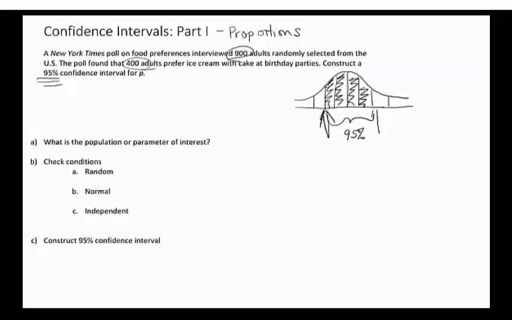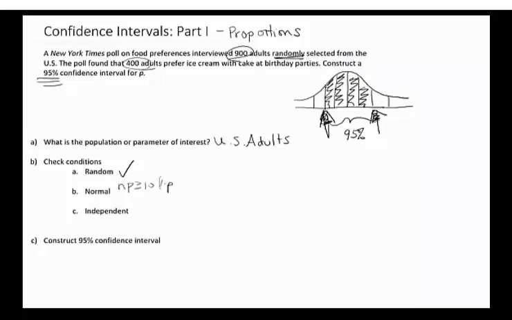A couple things we need to know. Population, so what's the population that we're targeting? It looks like it's U.S. adults for this problem. Now notice I'm starting with this normal curve. How do I know it's a normal curve? There's a few things you've got to check. Does it somewhere say that it's random selection? Yes. The normal curve for this one is NP greater than 10 and NQ greater than 10.